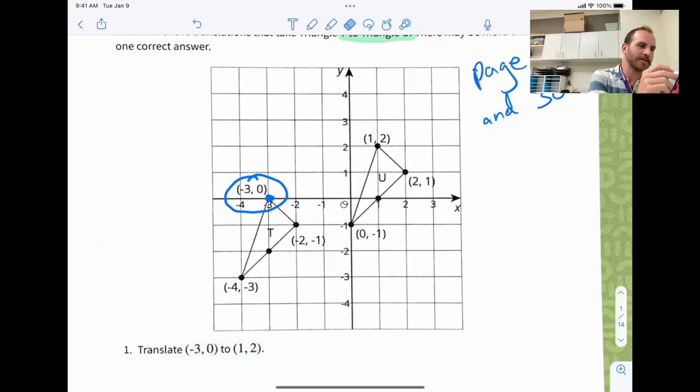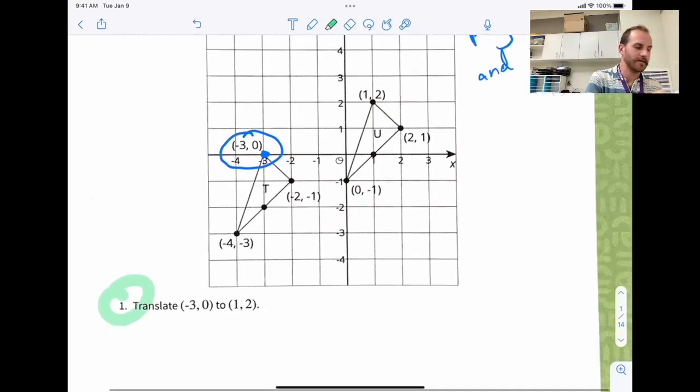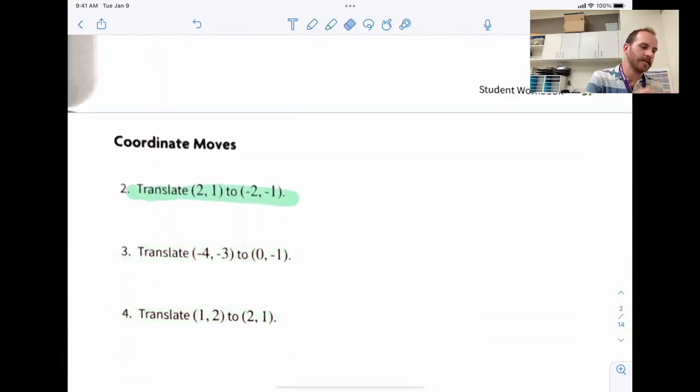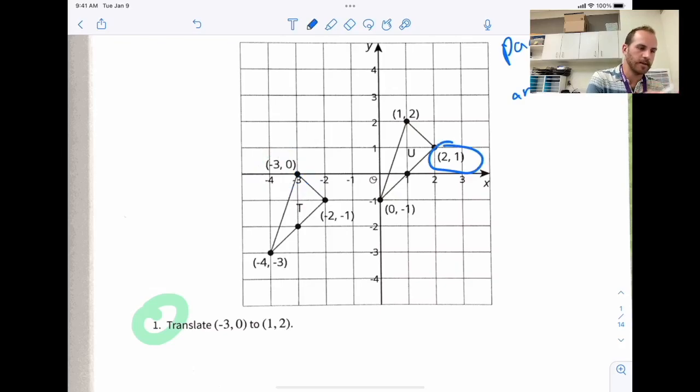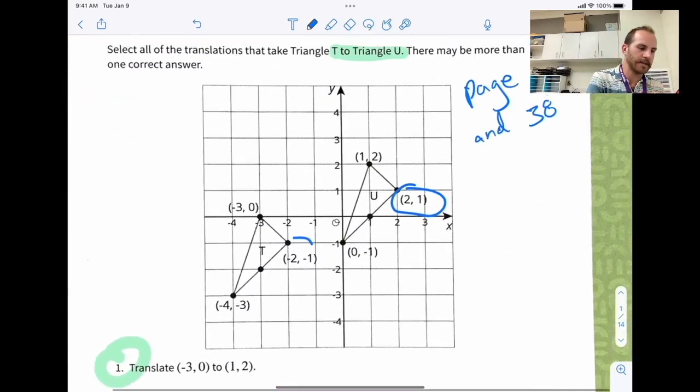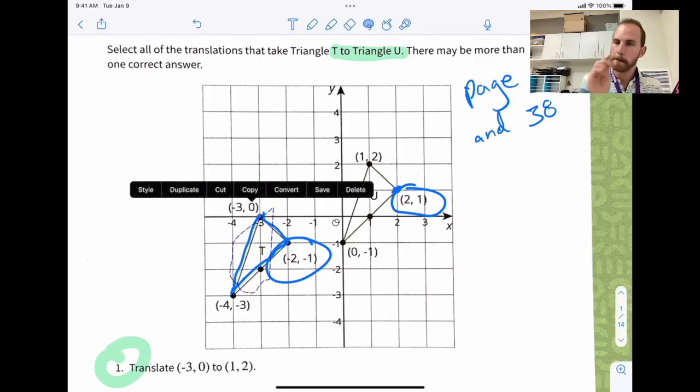Okay, let's see what other ones work. So we know that number 1 works. I'll circle that in green. Let's look at this one. Translate 2, 1 to negative 2, negative 1. So now we've got the coordinate 2, 1, this one, to negative 2, negative 1. That's this one here. If we do that, will that line it up? Let's see. It does. But this is not a correct answer. Do you know why it's not a correct answer?